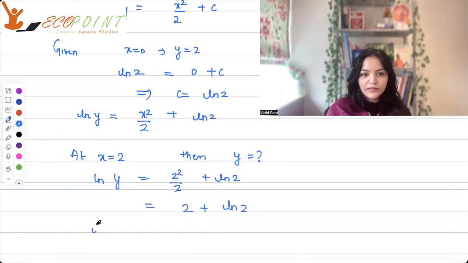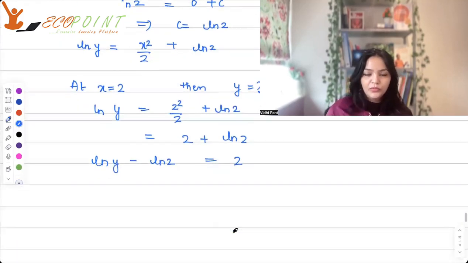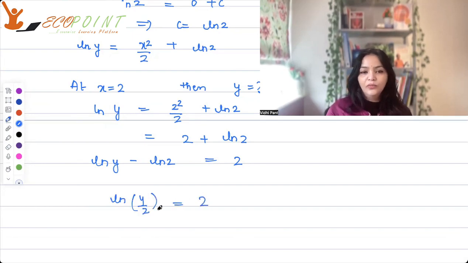अब हम यहां पर क्या कर सकते हैं? We can take log y minus log 2 on one side and I can say that this is equal to 2. तो ये हो गया आपका log y by 2 is equal to 2. So therefore what do you get? अब ये log हटाने के लिए मुझे एक्सपोनेंशियल लेना पड़ेगा, एंटी लॉग, सो e square. सो दैट implies y is equal to 2e square.